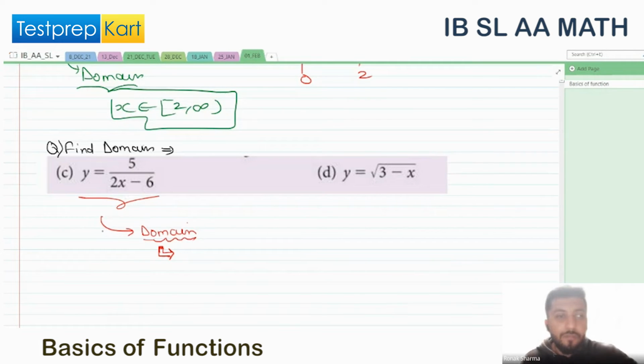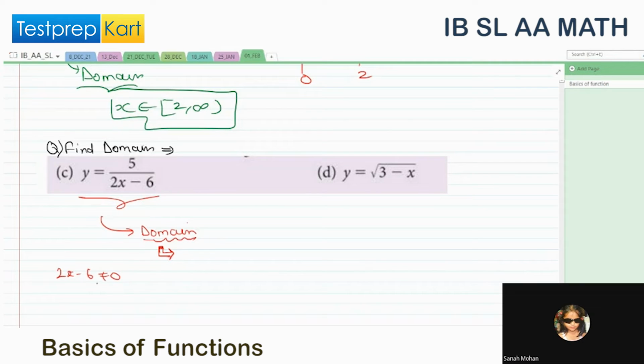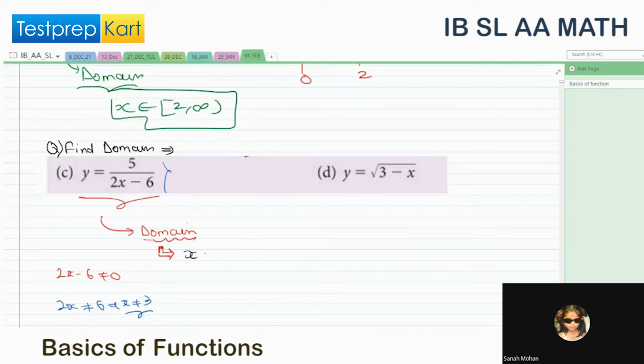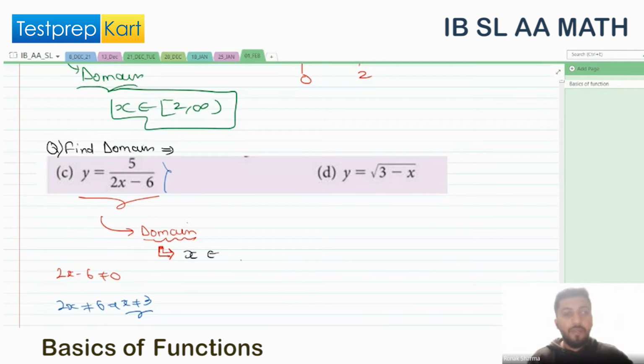So what can be the other problem that can happen to the function in part C? That this value 2x minus 6 should not be 0. Simple. So from here, 2x should not be equal to 6, so x should not be 3. Now, are we able to find any other condition? No. So x will belong to all reals except it should not take the value 3. That's how we tell the domain.